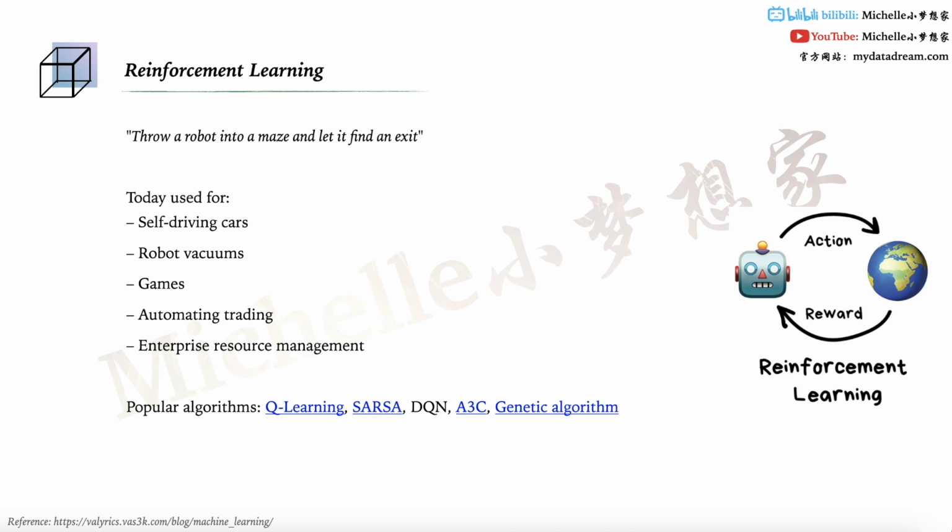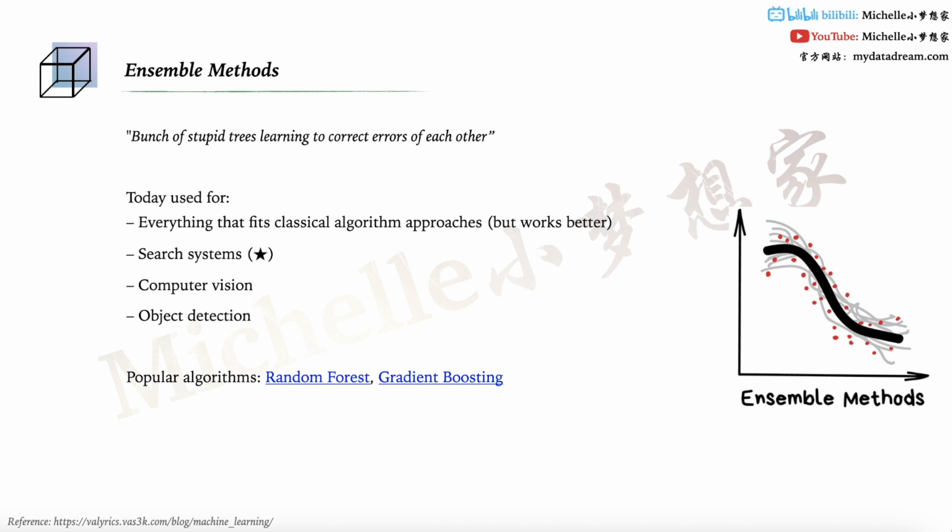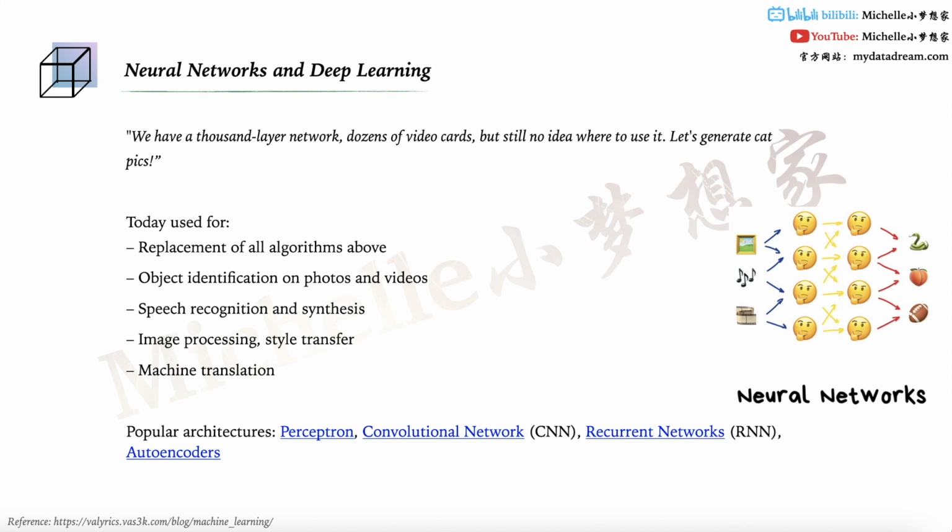Besides supervised learning and unsupervised learning, we will also expand on the following types of algorithms in detail. The first is reinforcement learning, which is extremely popular nowadays. Reinforcement learning is often used for self-driving cars, robot vacuums, games, automated trading, and enterprise resource management. And there are a lot of popular algorithms like Q-learning. The next one is called ensemble methods. They are often used for computer vision, object detection, etc. You have probably heard of algorithms like random forest and gradient boosting.